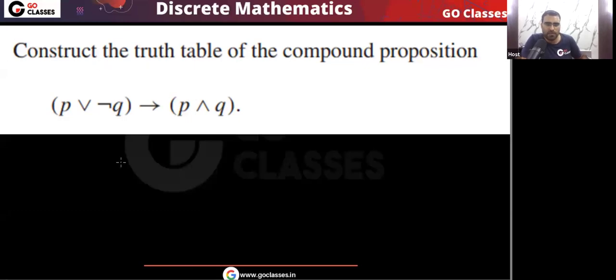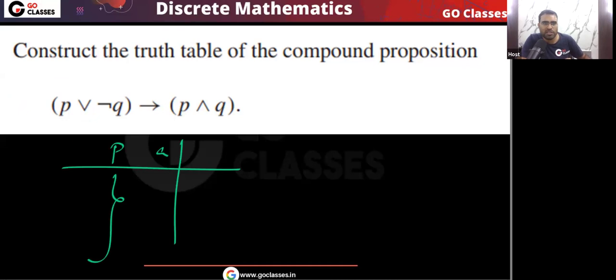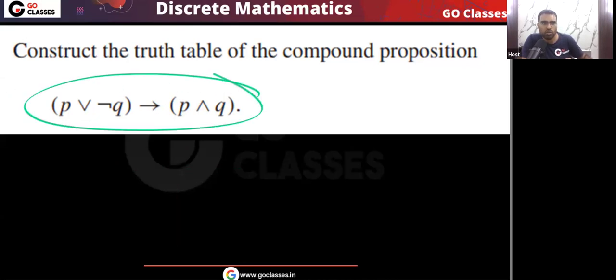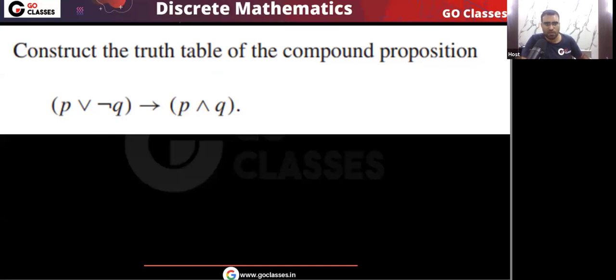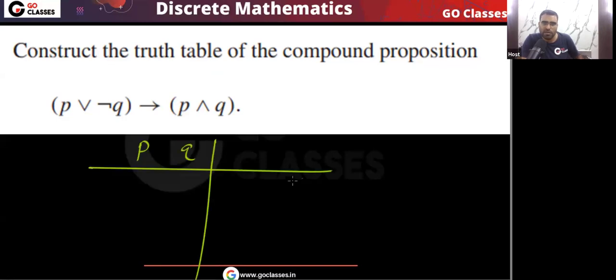You just tell me one thing. How many truth value combinations will be there? You have two variables, P and Q. So four truth value combinations will be there. And for each combination, you can find the truth value of this expression. Okay, so let me quickly write it. You tell me for every combination, because you have two variables. For two variables, there are four truth value combinations.